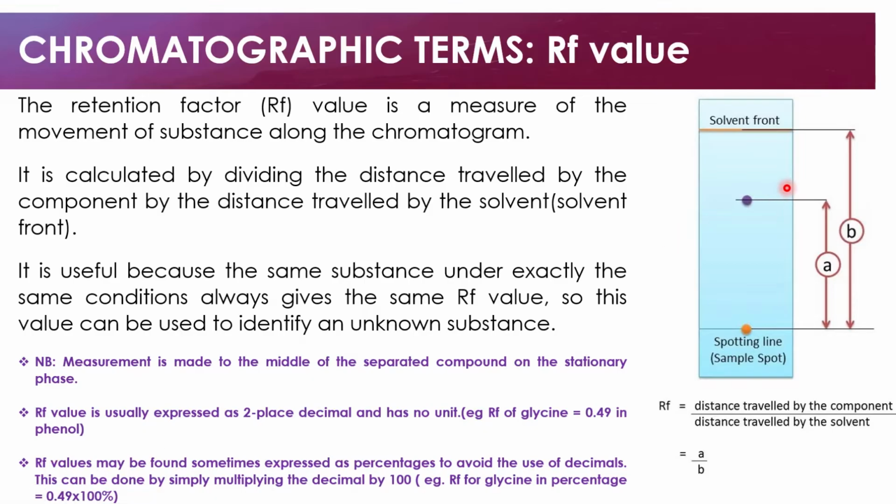Now looking at this chromatogram, if you want to calculate the RF value for our compound, we will use the equation: RF value is equal to the distance traveled by the component on the stationary phase, given as A, divided by the distance traveled by the solvent, or the solvent front, which is given as B. So mathematically, RF is equal to A divided by B, where A is the distance traveled by the component on the stationary phase and B is the solvent front.